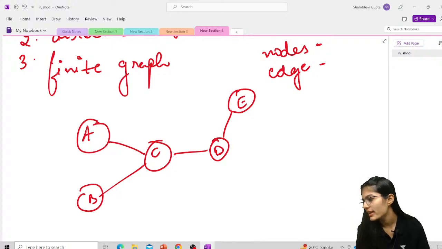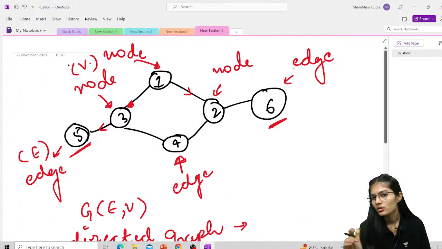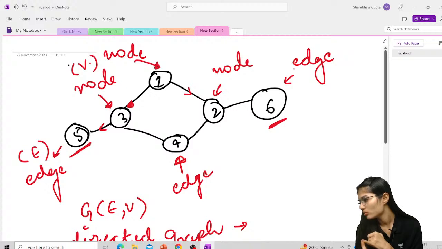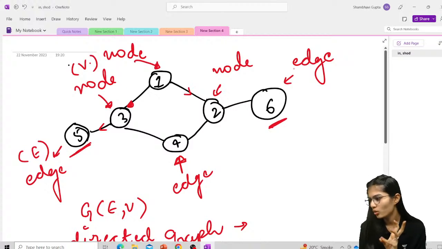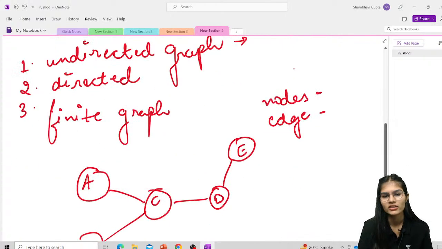Okay, Sanket, nodes and edges are not the same. Sanket, listen to me. If you talk about nodes and vertices, they are the same thing. The other name for a vertex is a node. Second is to talk about the edges. Tell me the edges and nodes.